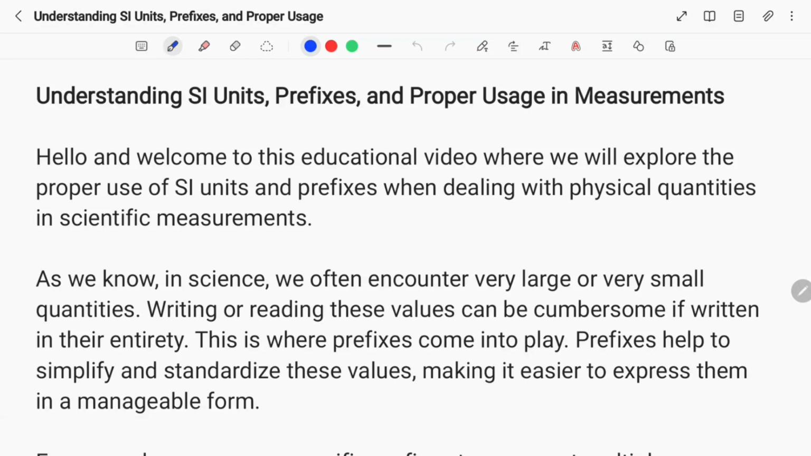Hello and welcome to this educational video where we will explore the proper use of SI units and prefixes when dealing with physical quantities and scientific measurements.